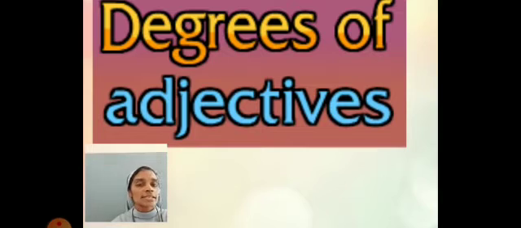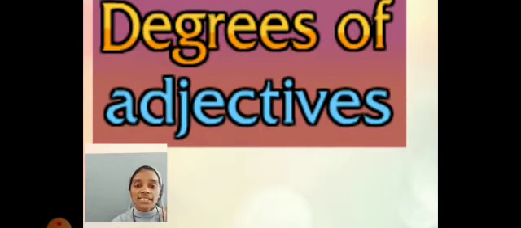In this sentence, there are two adjectives. Which are they? Young and beautiful. We describe the noun Anu, that she is young and beautiful. So there are two adjectives, young and beautiful.